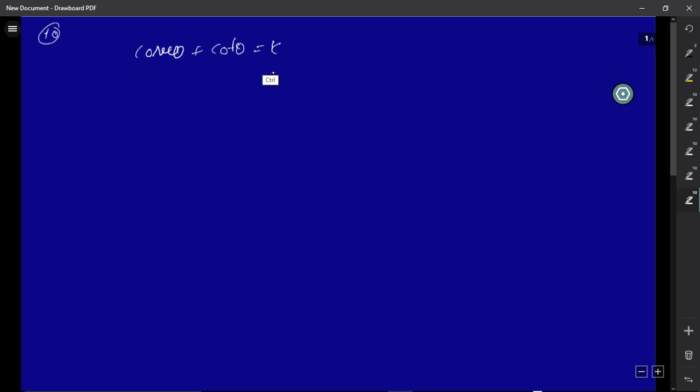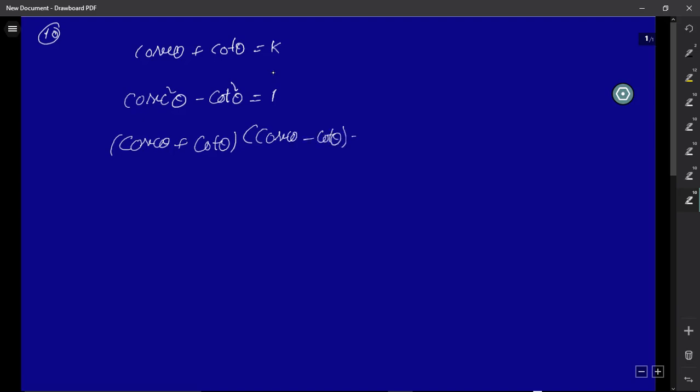See, this is pretty simple. All we have to do is make use of this trigonometric identity: cosecant square theta minus cot square theta is 1. Again, this is in the form of a square minus b square. What is a square minus b square? It is a plus b into a minus b, right? Now cosecant theta plus cot theta value is given as k. So in place of cosecant theta plus cot theta, I'll write k.